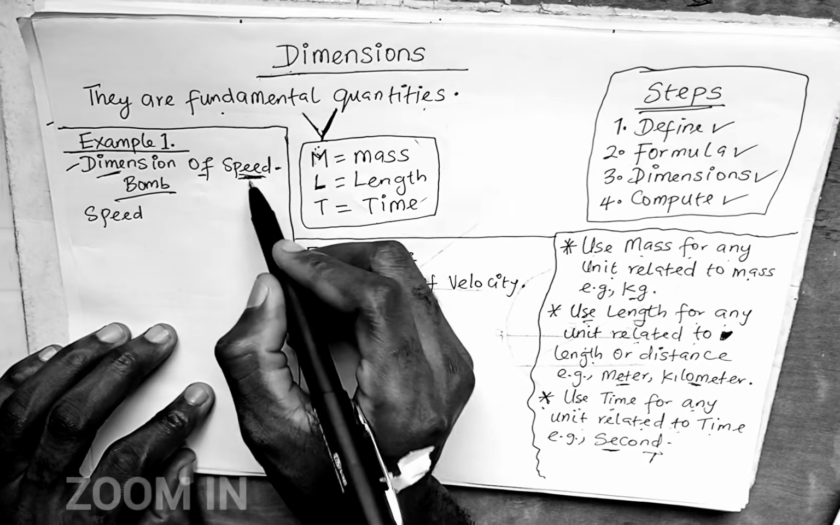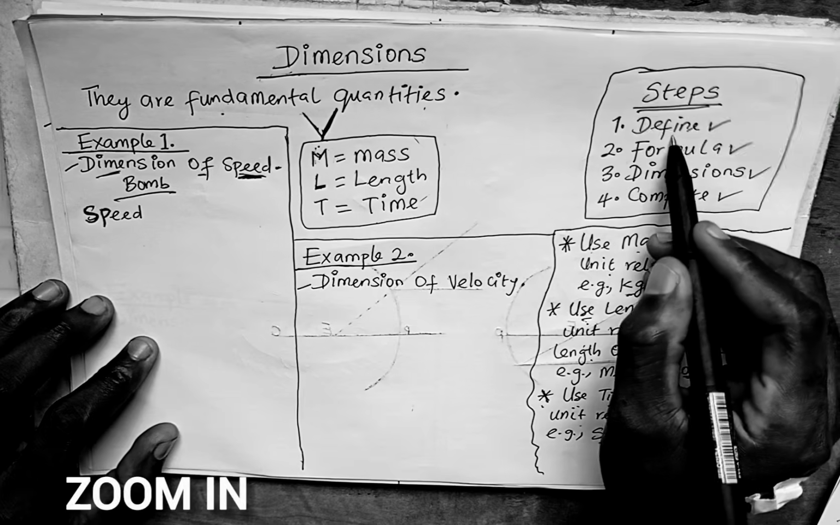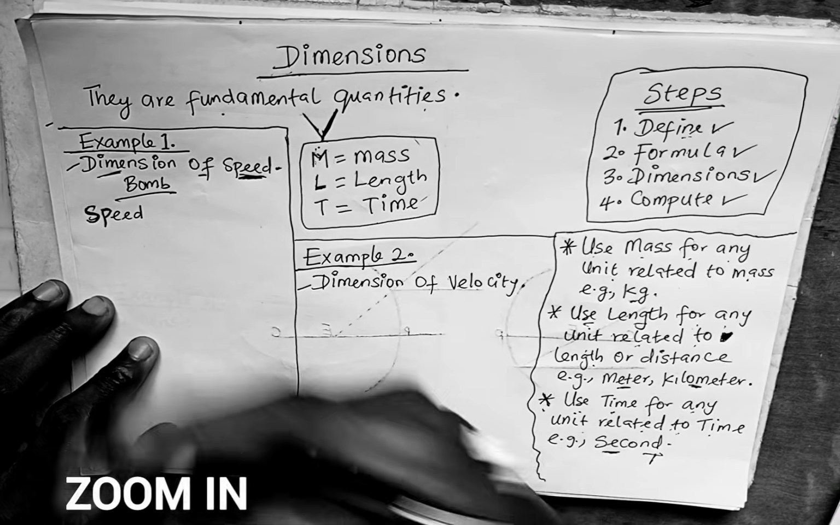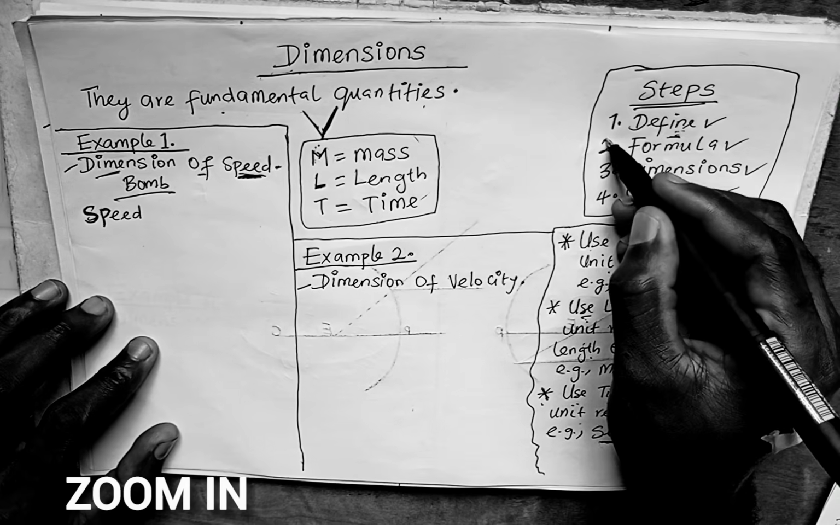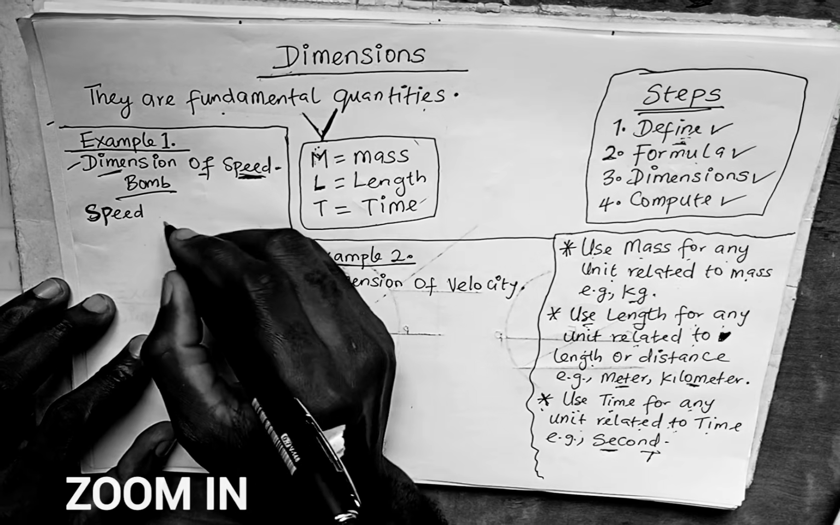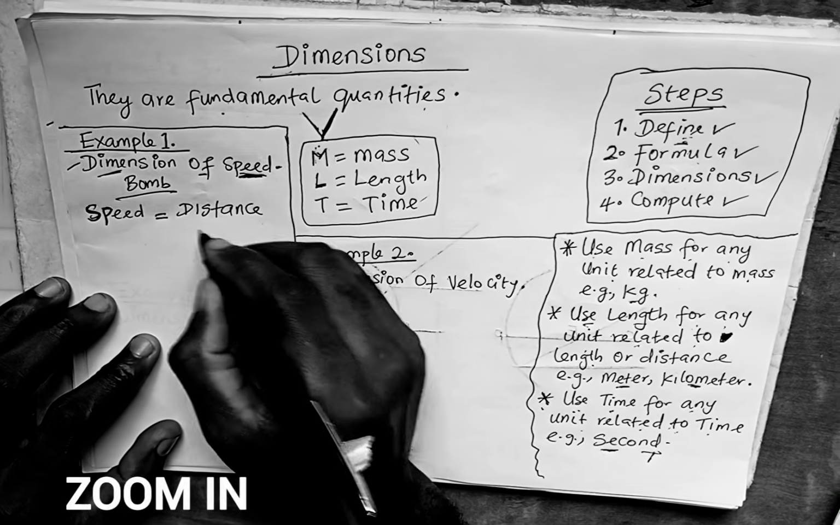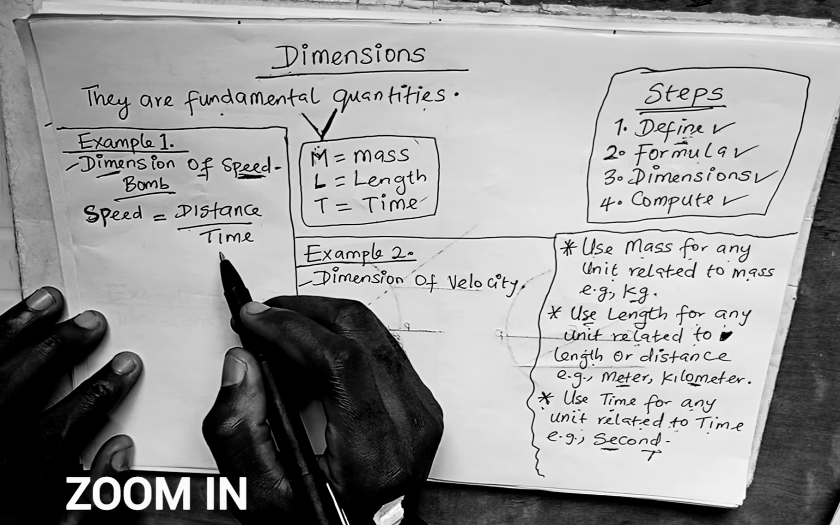The first example with these steps and this consideration is the dimension of speed. First, following the steps, we have to define speed. Speed is defined as the distance covered with time. That's the definition of speed. The second step is to write out the formula of speed. We use that definition: speed is equal to distance over time. This is the formula for speed.